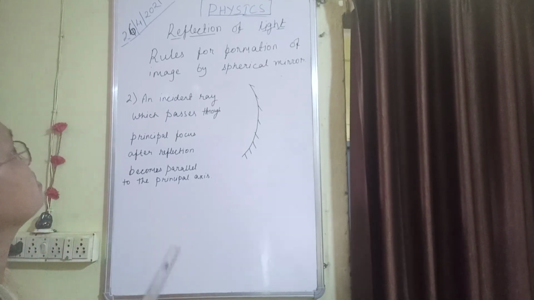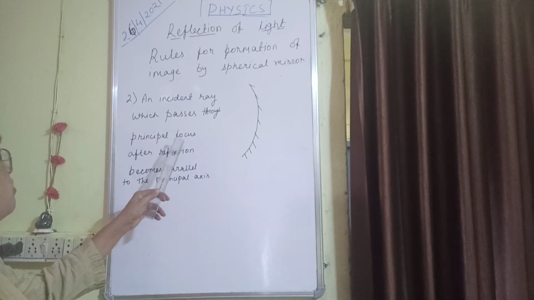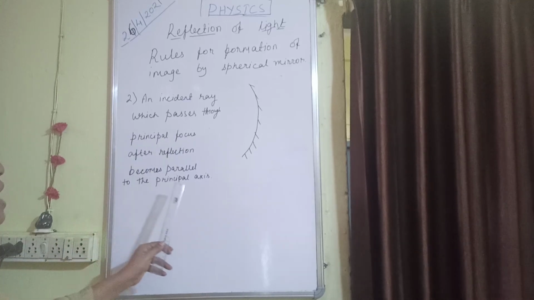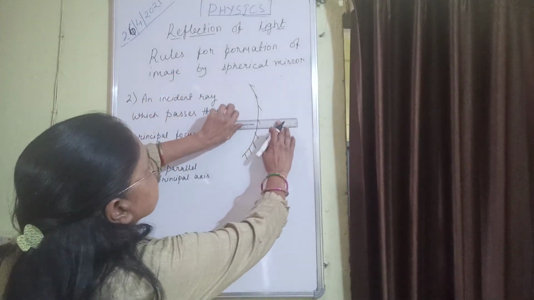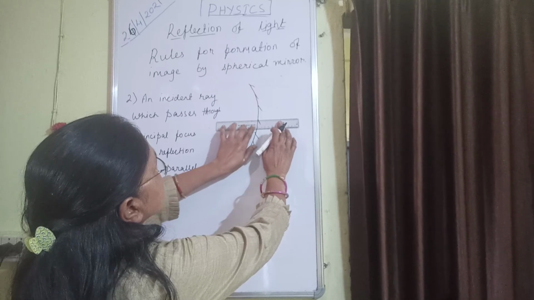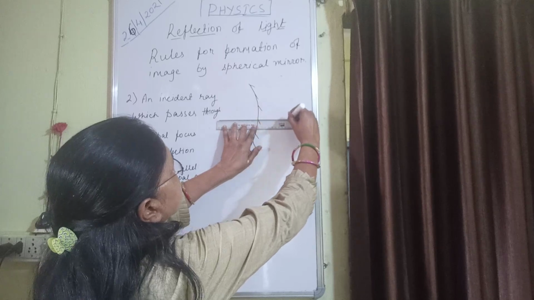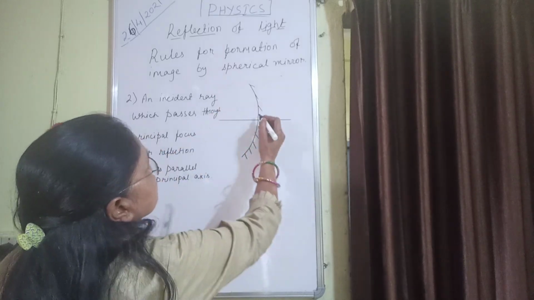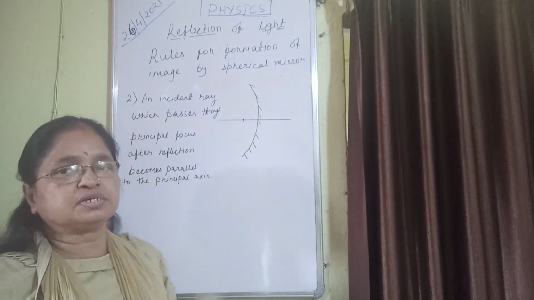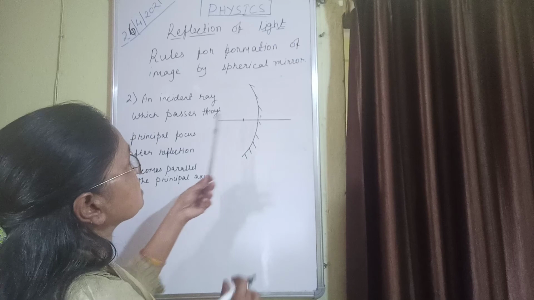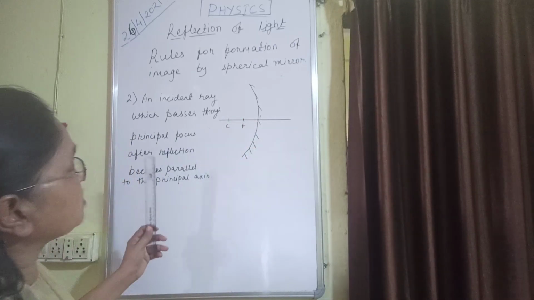Second rule, you see: an incident ray which passes through principal focus, after reflection becomes parallel to principal axis. So just you see, I have drawn the mirror, then I will draw the principal axis. From pole to focus, whatever distance we are taking, suppose 1 centimeter, 2 centimeter, whatever you are taking, the same distance from focus to center of curvature. Now let's apply the rule.